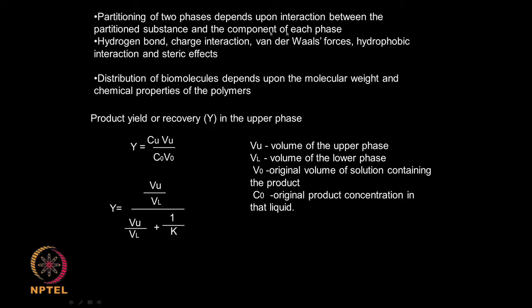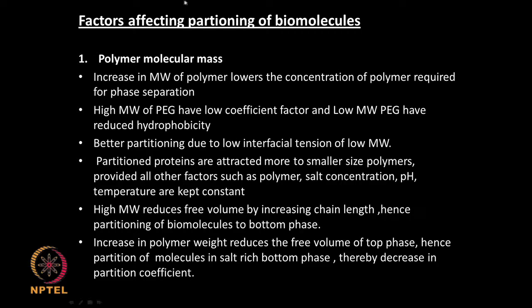So, the partitioning of two phases depends on interaction between the partitioned substance and the component of each phase. So, you have hydrogen bond, charge interaction, van der Waals forces, hydrophobic interaction, steric effects, all these. And the distribution of biomolecules depends on the molecular weight and chemical properties of the polymer, okay? How much interaction it is offering towards the biomolecule. So, what are the factors affecting partitioning?